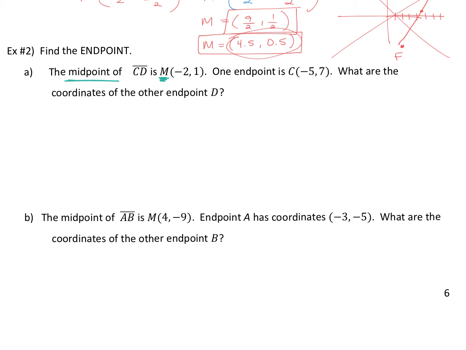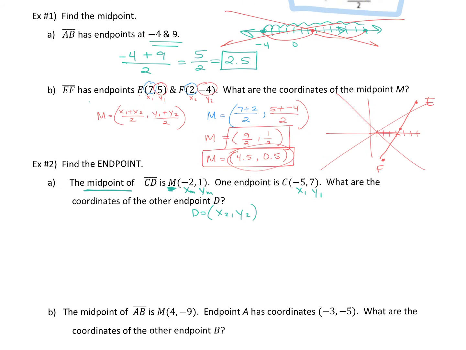So we know one endpoint, so I'm going to call the endpoint my x1, y1. And I'm going to call my midpoint my x sub m and y sub m. Okay, which means point D that we're looking for is our x2, y2 point. We don't know that one. So we're just going to call that x2, y2. Okay, now think about the midpoint formula. I have it right here.